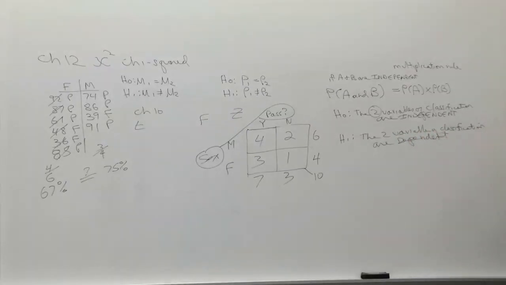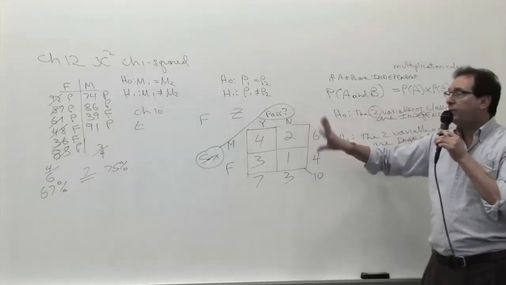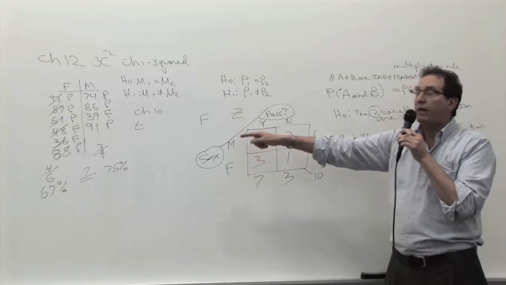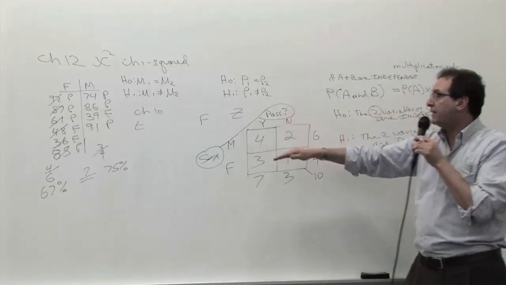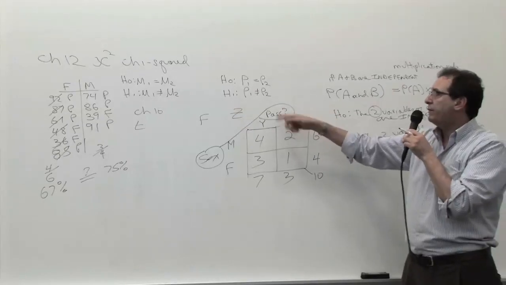So how are you going to decide? Now, again, if it turns out the proportions are exactly the same, then it's easy. But what if they're, like in this case, 67 and 75? They're pretty close. So probably it turns out that somebody's sex doesn't really greatly influence whether they pass or fail.